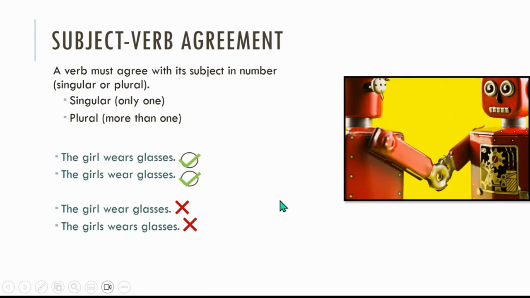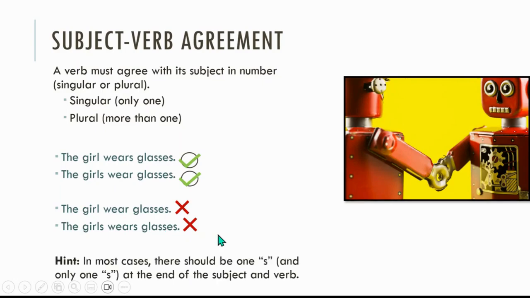Subject-verb agreement. So we talked about the S and V, the verb. Sometimes there can be an error there. So a subject can be singular, like I, one person, one thing, or plural, like we, one group of people, one group of things. The verb changes depending on whether it's singular or plural. So the girl wears, with an S, glasses. The girls, plural, wear glasses. So watch out for the girl wear glasses or the girls wears glasses.